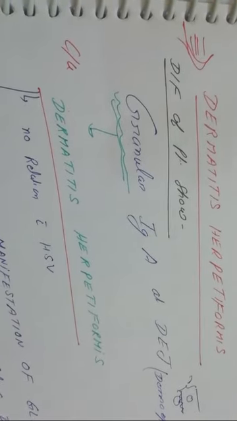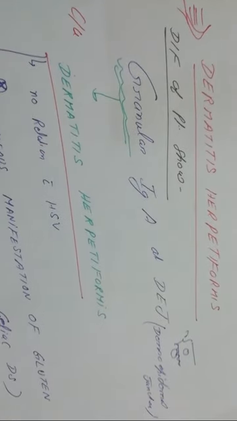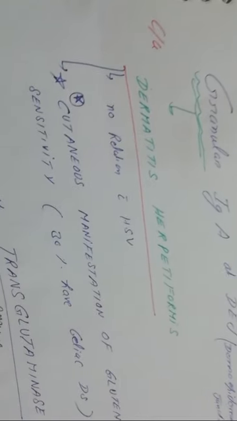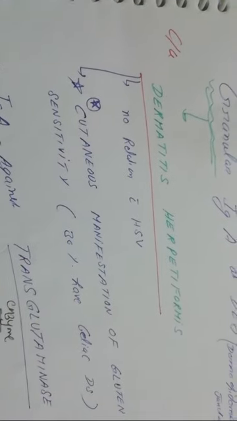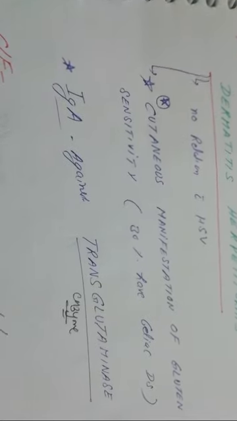It's written that the direct immunofluorescence of a patient shows a granular IgA at the dermo-epidermal junction. It's also written under the clinical features that dermatitis herpetiformis has no relation with herpes simplex virus, and is a cutaneous manifestation of gluten sensitivity. It's also written that there is IgA against transglutaminase. So let us understand what's happening here.